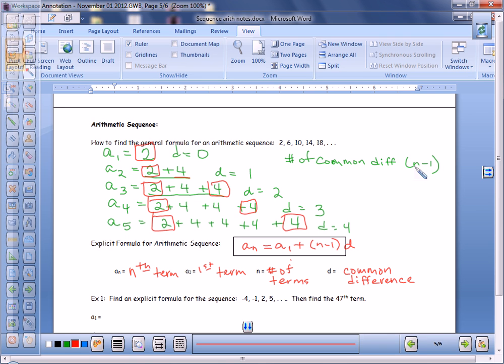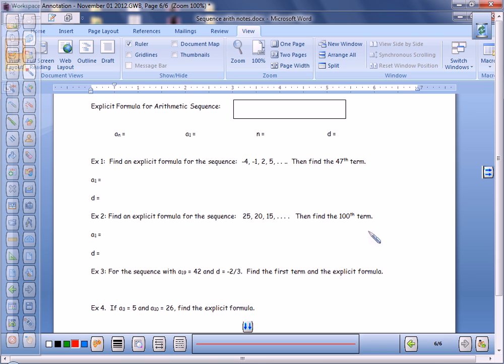So our formula is a sub n equals a sub 1 plus n minus 1 times d.